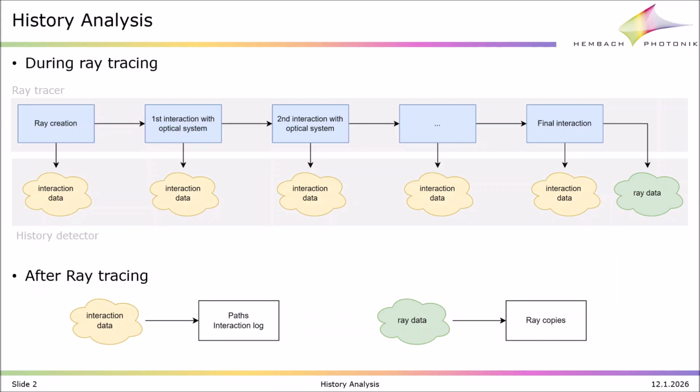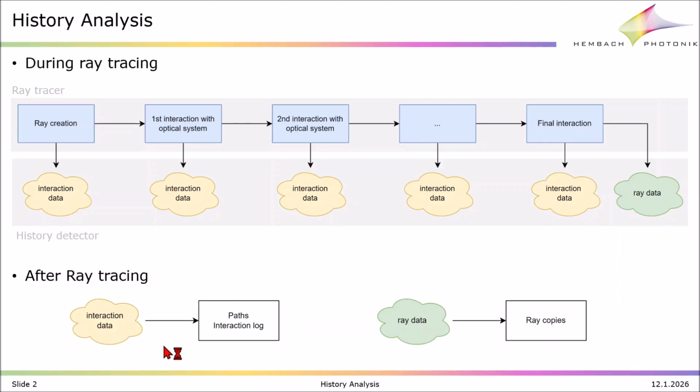The command history.settings.storeAllRayData equals true means that after the final interaction, all available ray properties are stored by the history detector. The command history.settings.recordAllInteractionData equals true means that during each interaction, the full range of interaction data is recorded by the history detector. These settings are suitable in most applications because after ray tracing, the full range of history data is available for post-processing.